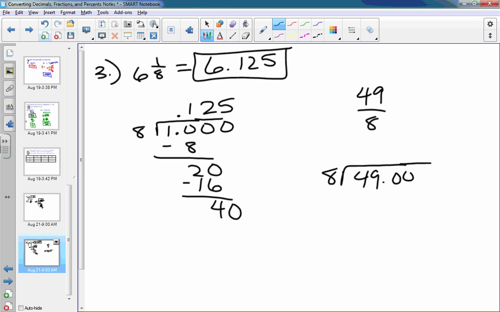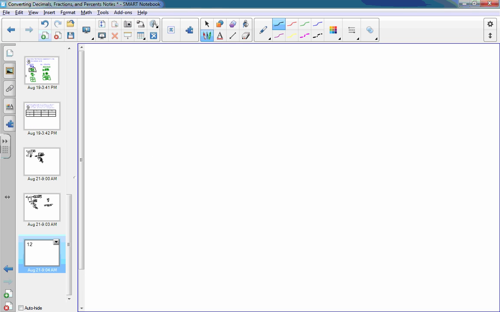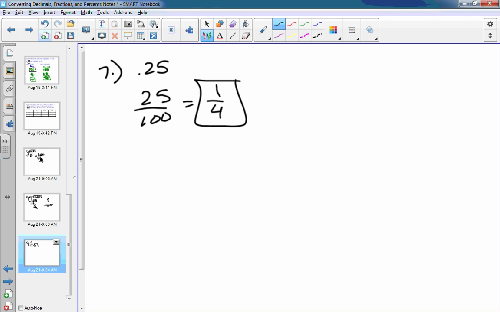Determine the fraction equivalent to the decimal. I give you the decimal. Now what am I wanting? I'm wanting the fraction. So number 7, I give you 0.25. So what place value is 0.25 at? It's in the hundredths, which reduces down to 1/4. I want to see that conversion first, okay? I know. I want to see that place value.